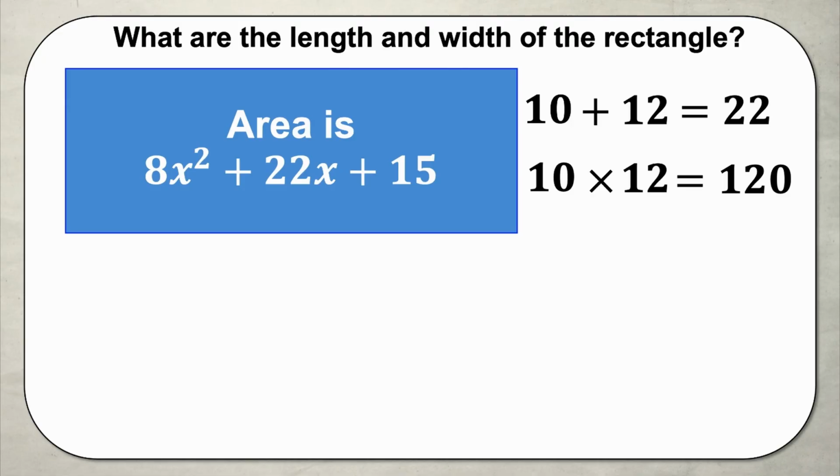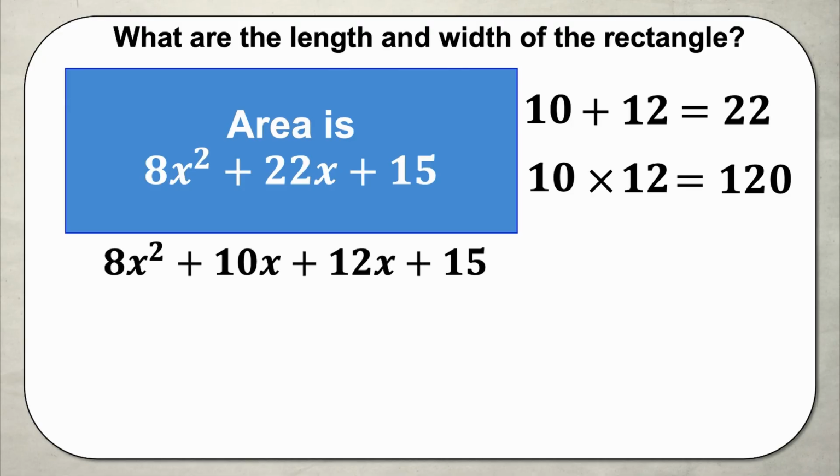Now, because the a value is not 1, I need to factor by grouping. And this means I'm going to take the 22x and break it up into those two numbers, 10 and 12. And it's going to look something like this: 8x squared plus 10x plus 12x plus 15. And you'll see that 10x plus 12x is just 22x, so I've essentially dissected that middle term. And the reason I did it is for this next step.